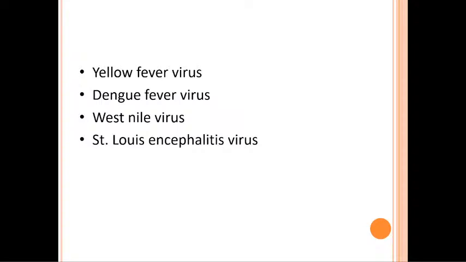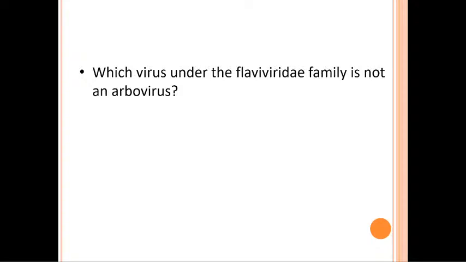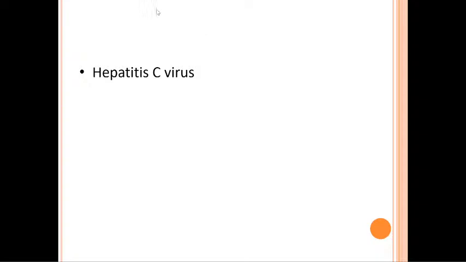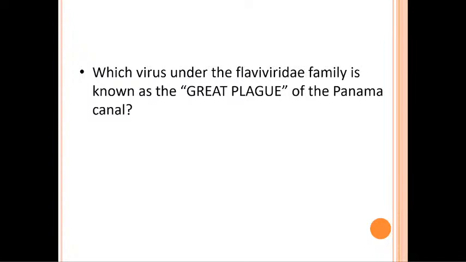A virus under the Flaviviridae family that is not an arbovirus is hepatitis C. So, you see why you turn yellow? Because you have jaundice. Most of them develop liver failure. Dengue fever, yes, in its later stages, you can turn yellow also. But you don't want to turn yellow at the whole onset of the disease, because if that is the case, you're about to die.